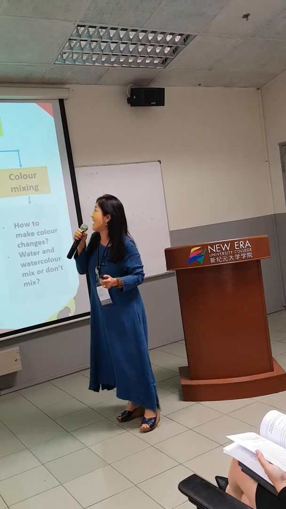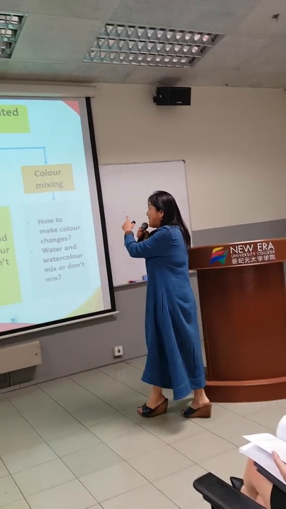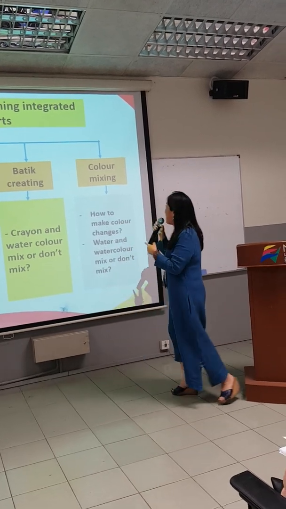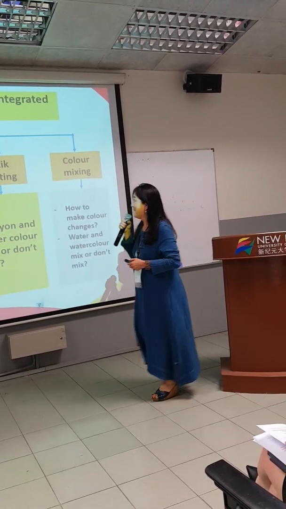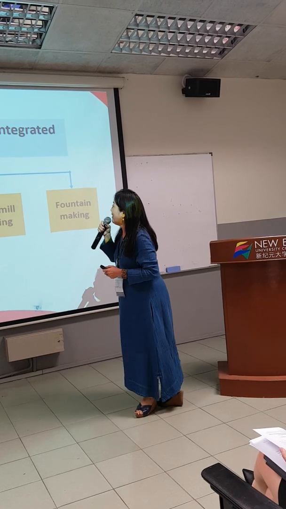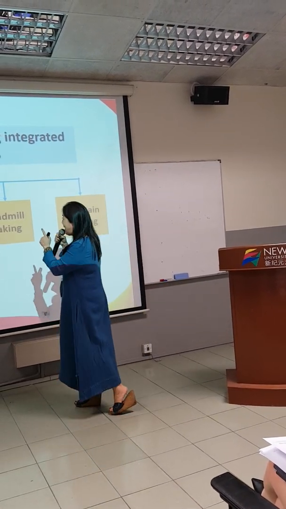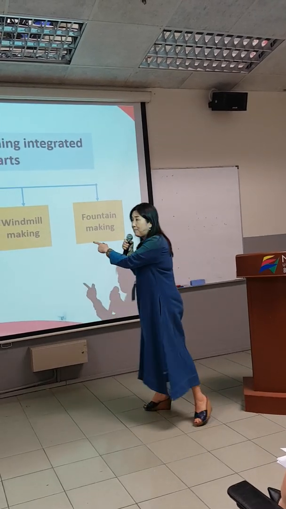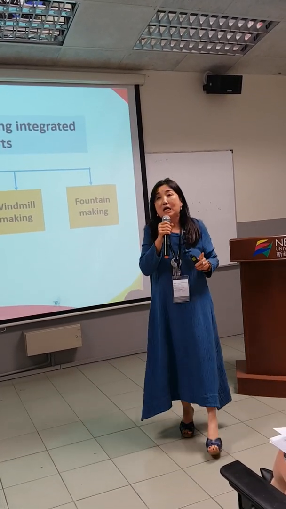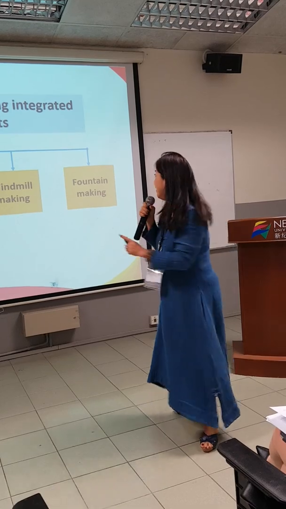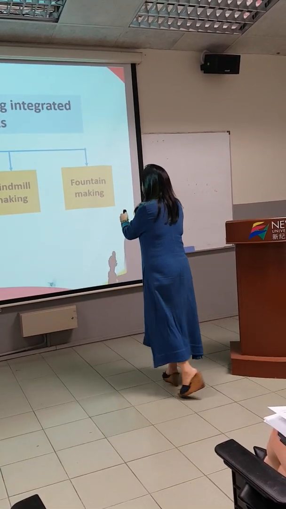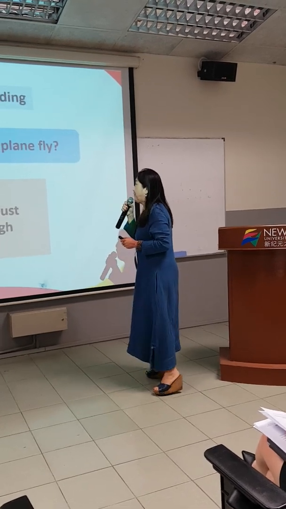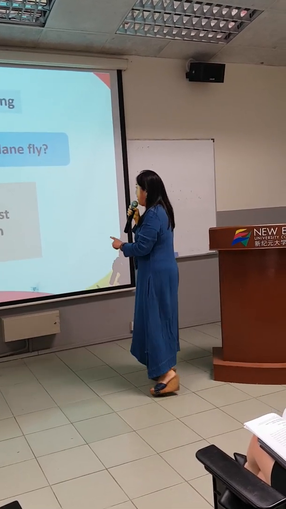Okay, chemistry science. How do young children learn chemistry science? Through creative art, dough making, bubble making, batik making, and color mixing. Okay, physics. Okay, children learn physics science through paper plane folding, submarine making. This is submarine making. We are using the recycled plastic bottle. Windmill making, fountain making.